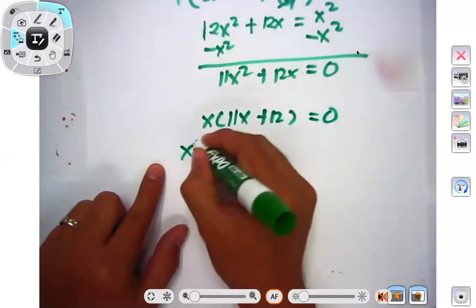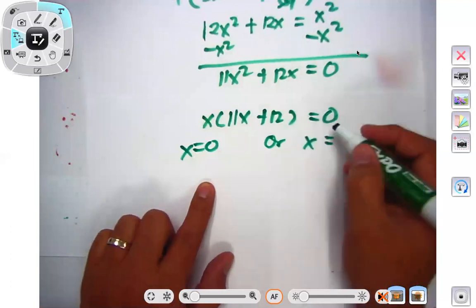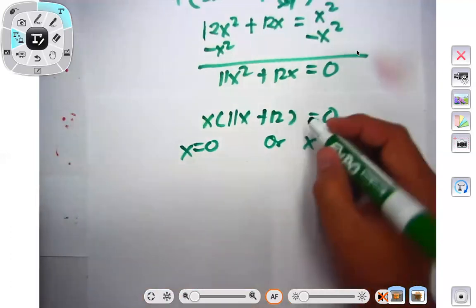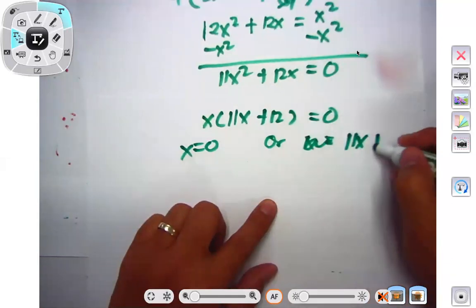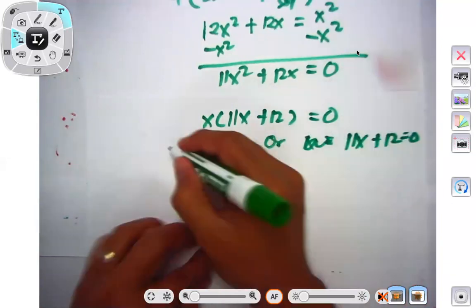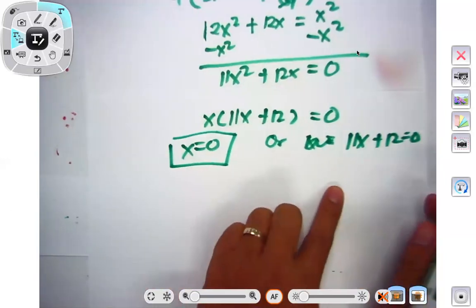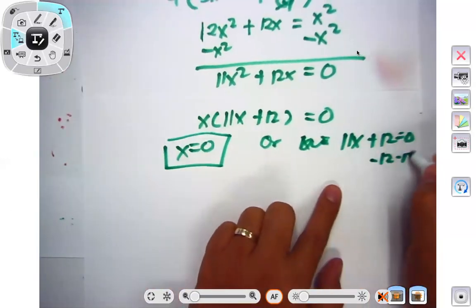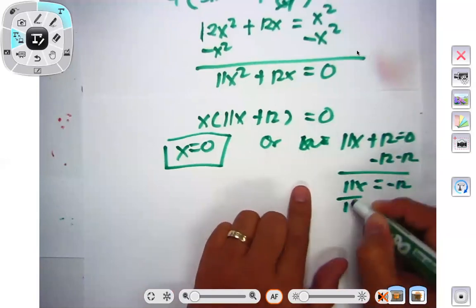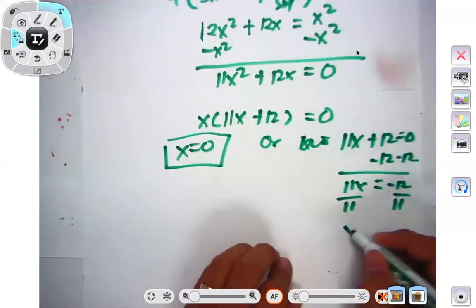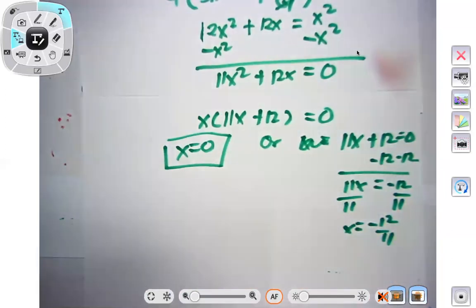So x times 11x plus 12 equals 0. Set its factor to 0. We have x equals 0 or, so sorry about that, 11x plus 12 equals 0. We've already solved this. x equals 0. How about here? Gonna be minus 12, minus 12. 11x equals 0 minus 12, negative 12 divided by 11. x is negative 12 over 11. All right, so let us check both.